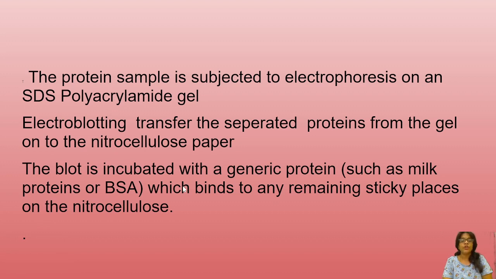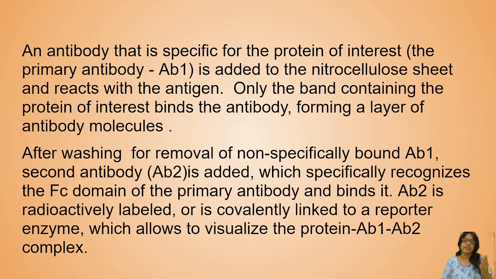Okay, the blot is incubated with generic proteins such as milk powder or BSA, bovine serum albumin, which binds to any remaining sticky places on the nitrocellulose membrane. You all know that an important principle of western blotting is that the target protein should be treated with a suitable antibody, right? That is what you call the primary antibody.